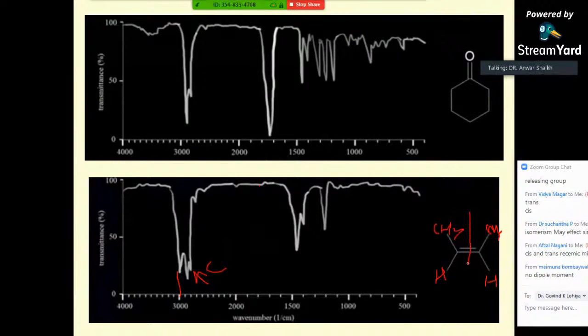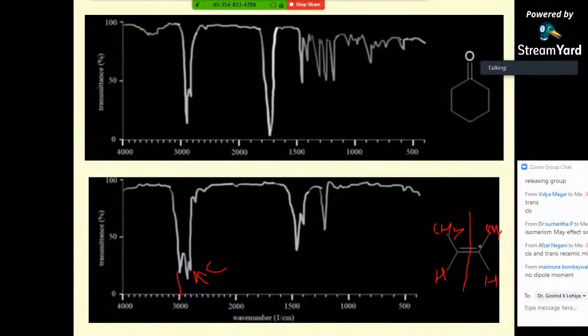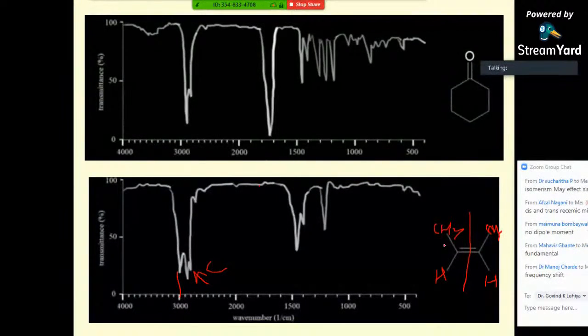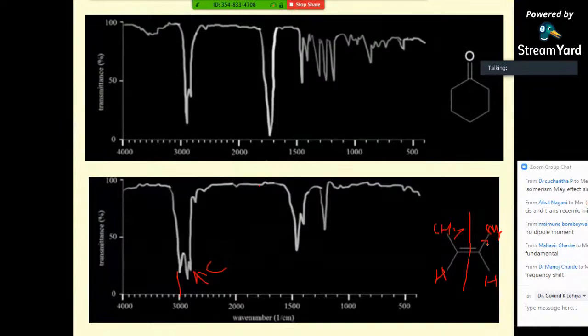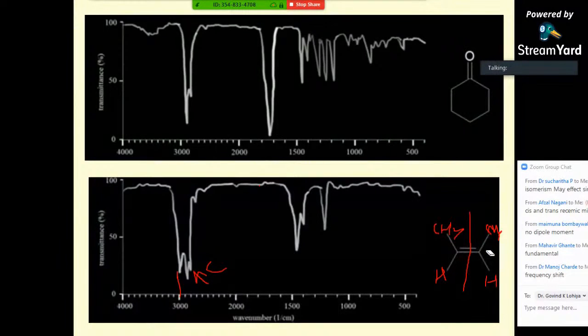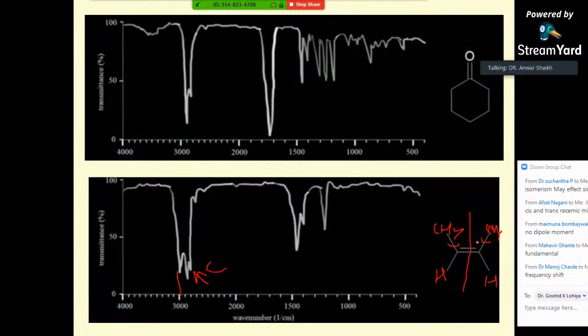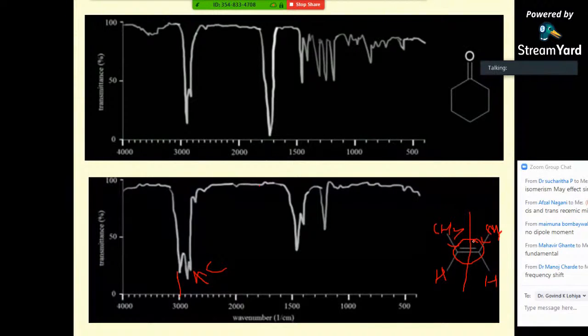If you see here, if you divide here, the dipole moment, the charge and their direction, it is exactly opposite to each other. You can see here. And what happens here? The net dipole moment in this double bond region is nullified, because it is a cis butene. So in this region, there is no dipole moment, and because of that, it is not showing the absorbance of this C double bond.